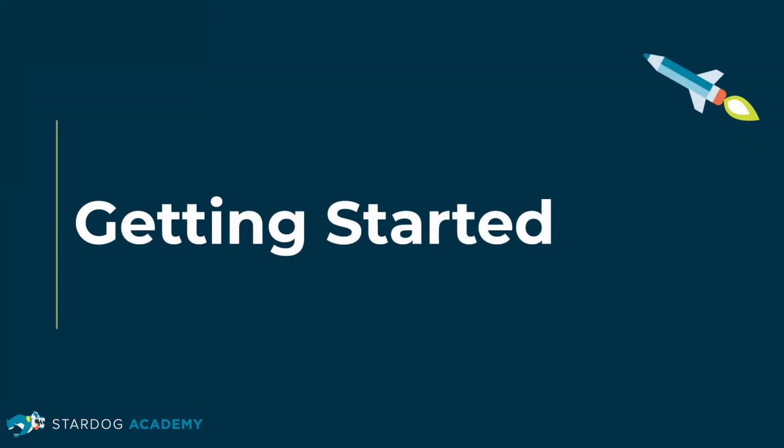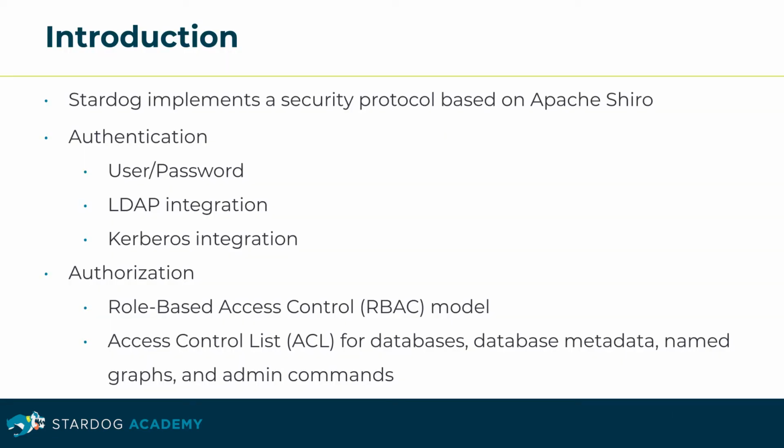This section is about getting started with security in Stardog. Stardog's security implementation is based on Apache Shiro and allows for several different methods for both authenticating users and authorizing them to perform tasks. The 3 styles of authentication include basic username and password, as well as integration with both LDAP and Kerberos systems. For authorization, Stardog implements a role-based access control model.